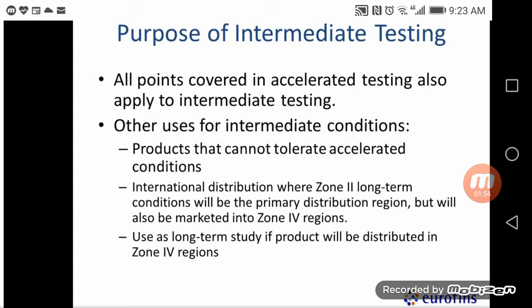The other things that you can use intermediate testing for, as I mentioned, are some of those products like chocolates and gummies that don't really withstand the 40 degrees Celsius and 75% relative humidity that you'll see inside accelerated conditions. And the other thing is, it's also defined to be used for an ambient condition for Zone 4 regions, which I'll go into in this slide here.